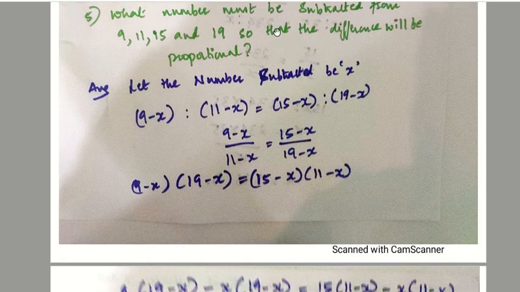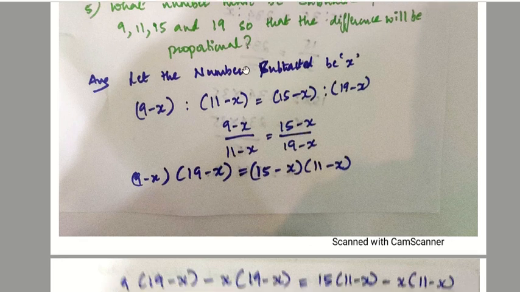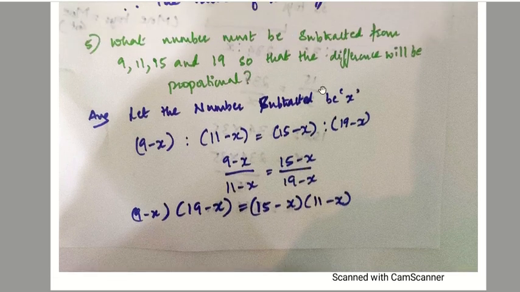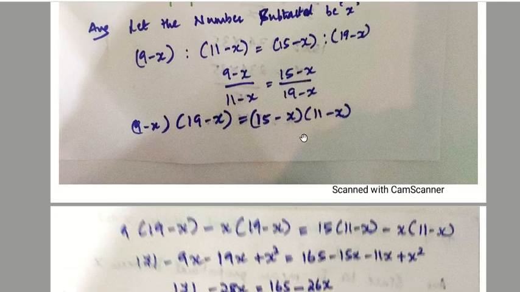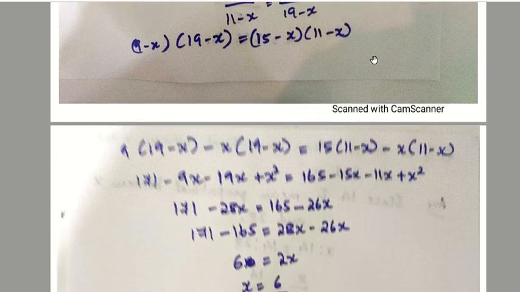What number must be subtracted from 9, 11, 15 and 19 so that the differences will be proportional? So let the number subtracted be x. So 9 minus x is to 11 minus x, which is equal to 15 minus x is to 19 minus x. When you convert this into fractions, it will be 9 minus x divided by 11 minus x, which is equal to 15 minus x divided by 19 minus x.